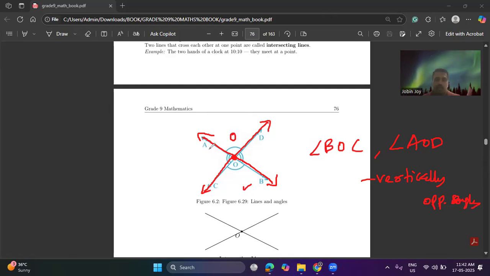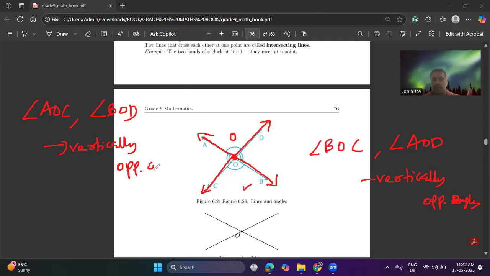One more angle is there. Check the left side, angle AOC. What is the angle opposite to this AOC? It is BOD. So angle AOC and angle BOD are called vertically opposite angles.